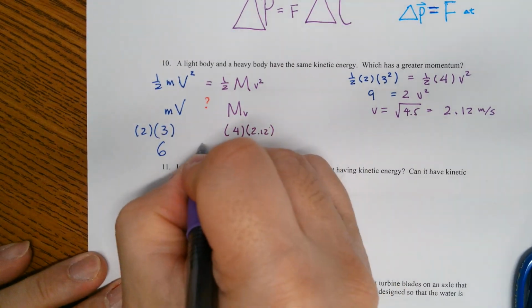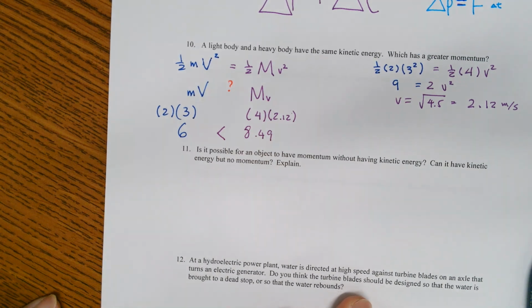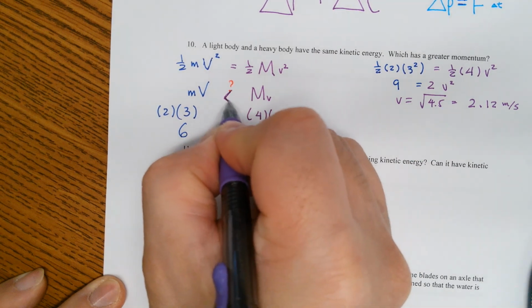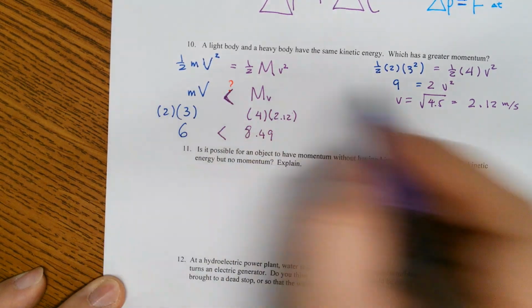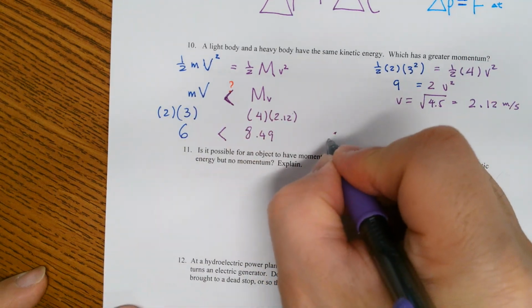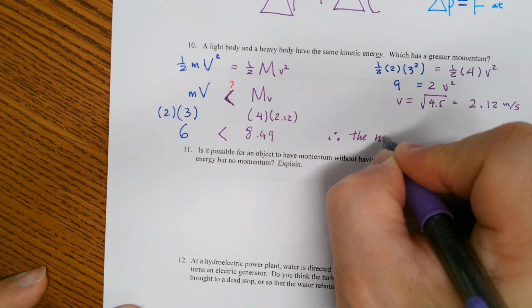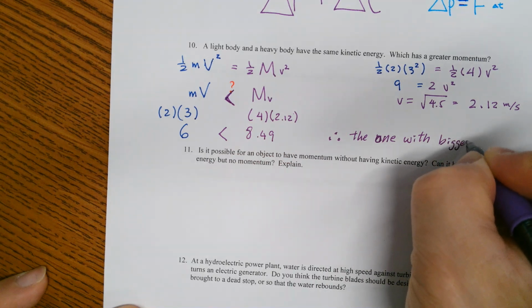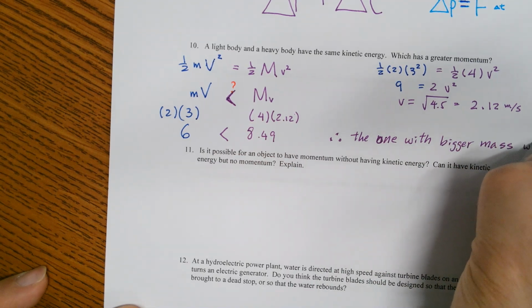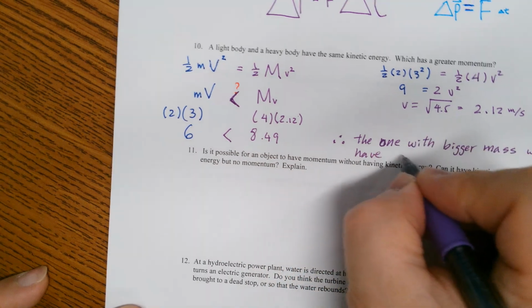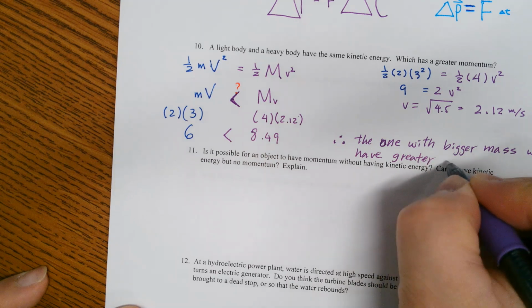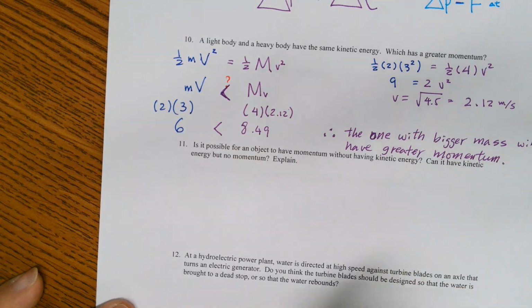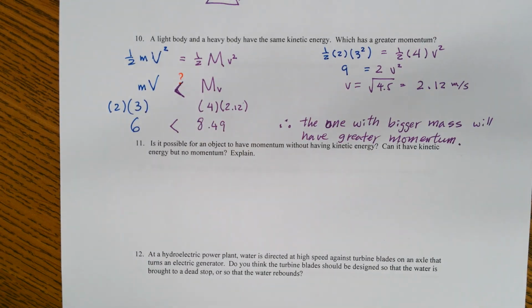So definitely, the one with bigger mass will have greater momentum when their kinetic energies are the same. Okay?